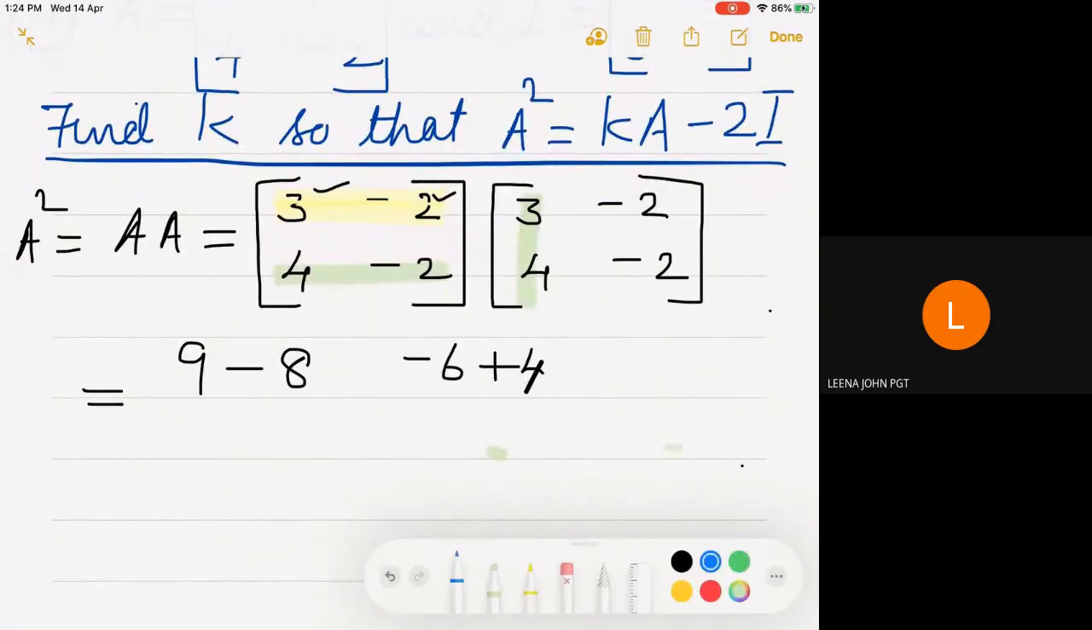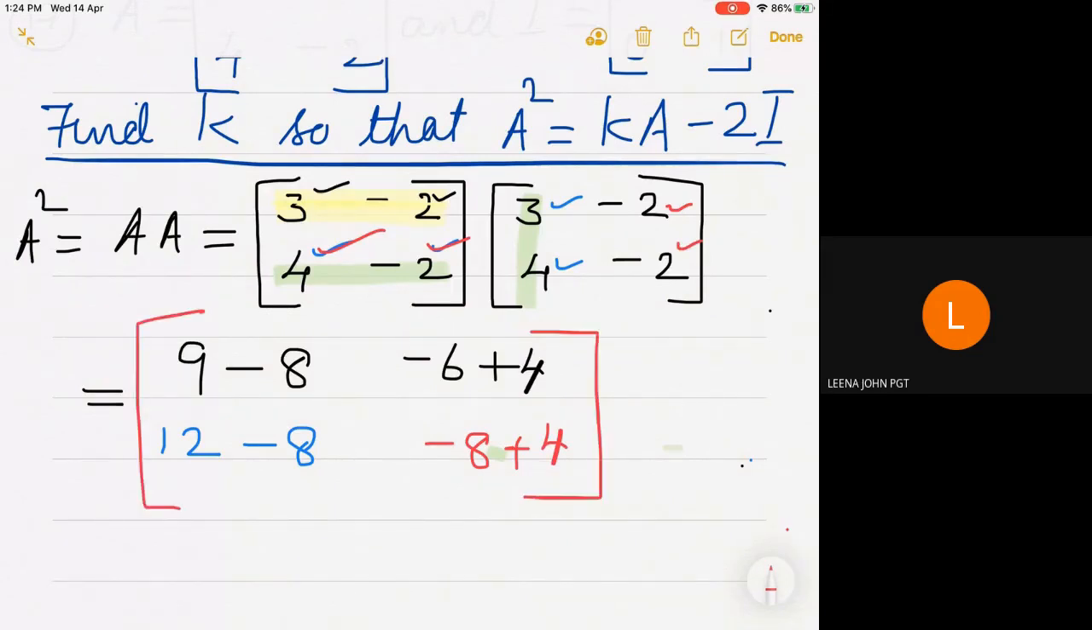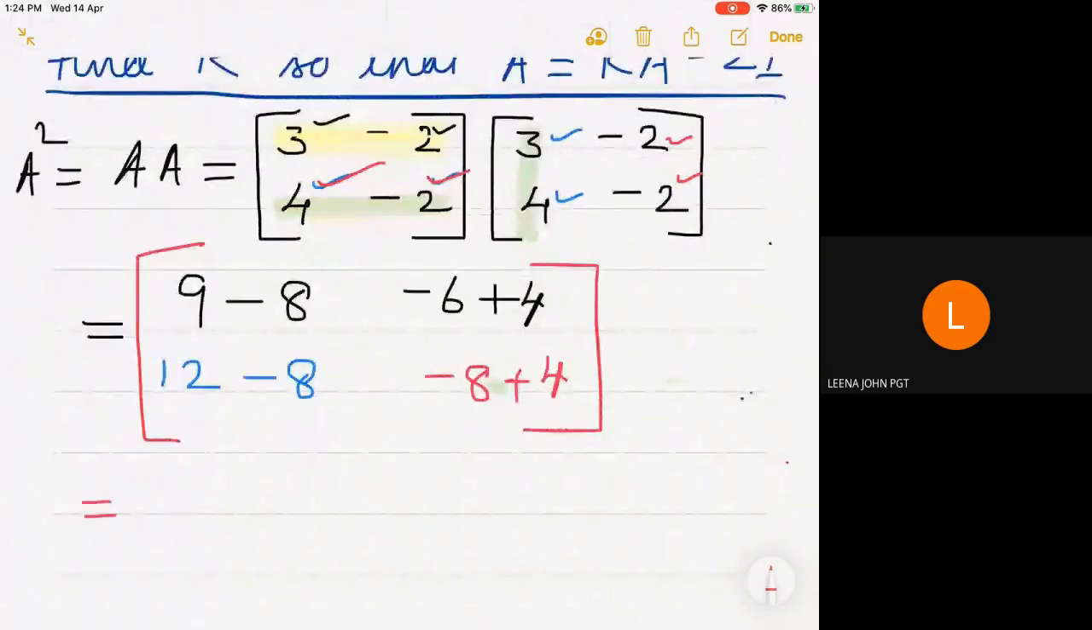So now second row with first column, 4 into 3, that is 12. Then plus minus 2 into 4, that is minus 8. Again, the second row with second column, that is 4 into minus 2, minus 8, plus minus 2 into minus 2, that is plus 4. So we got this matrix which is equal to, we can write it as 9 minus 8, that is 1. Here it is minus 2.